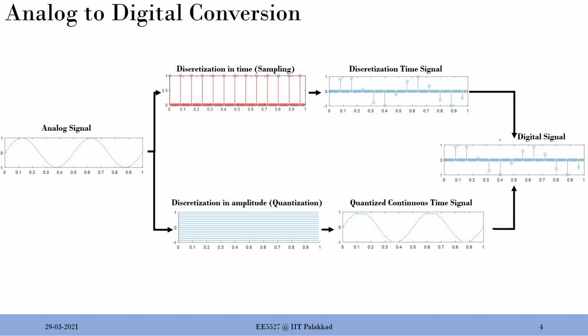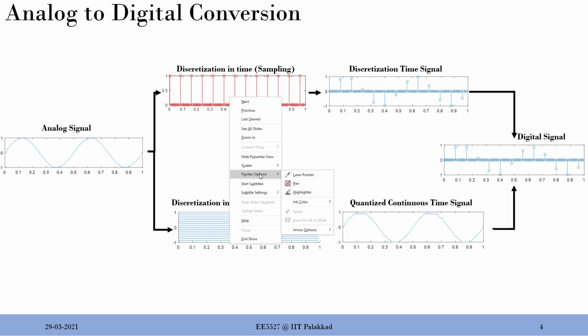So there is a heavy loss. You are losing on the amplitude region, and you are losing on the time region, but if you do it carefully, that loss can be minimized. So that's the idea. We will discuss that in detail in the next few slides. Okay, so let's move on.